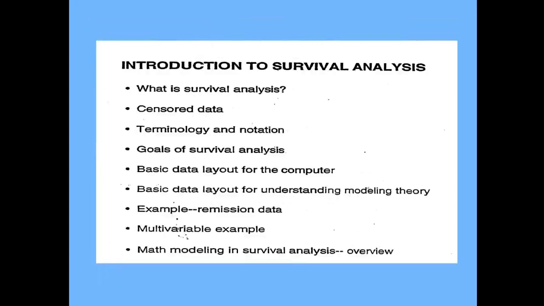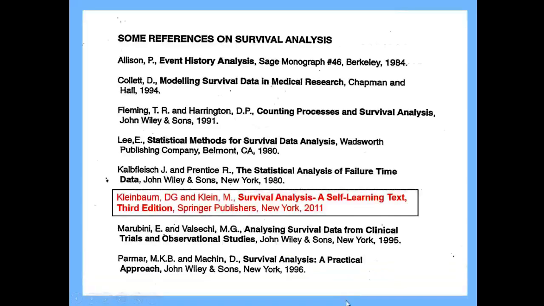Okay, so let's talk about what is a survival analysis. We'll talk about some of the features, and this is really the first chapter in the book. What is survival analysis? What do we mean by censored data? What are some of the terms and notation we're going to use? What are the goals of survival analysis? What does the data layout look like? And some examples, and a little example about mathematical modeling. That's what we're going to do today, okay?